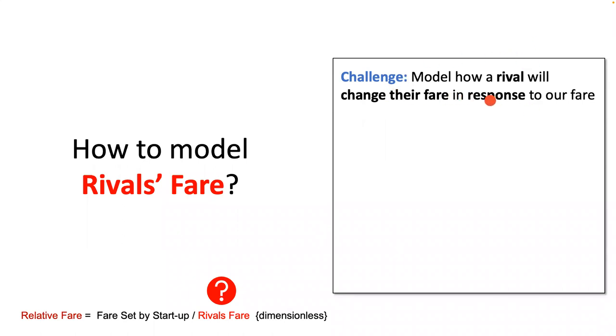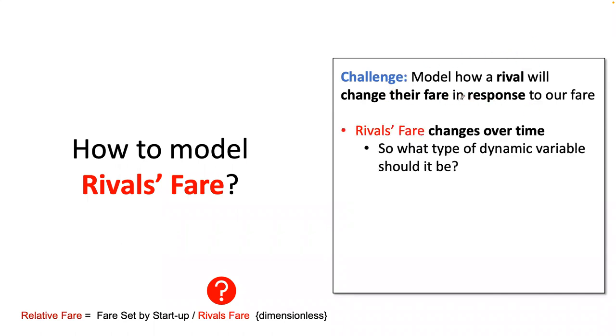How will a rival change their fare in response to our fare? Well, the rival's fare will change over time. If the rival fare is going to change over time, what does that suggest? How should we model this in Vensim? We're going to go up to Vensim, or we're going to go to Insight Maker. What type of variable should we select to represent the rival's fare? Should it be a stock, a flow, or a normal variable?